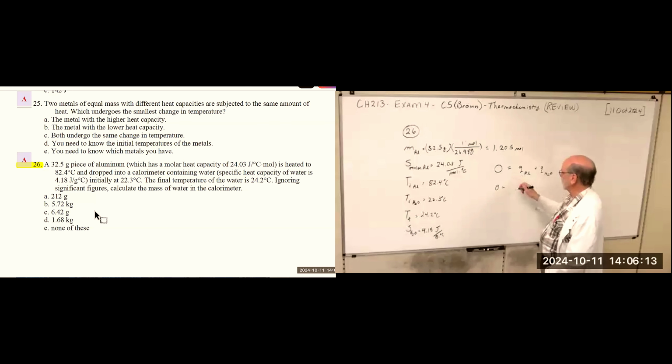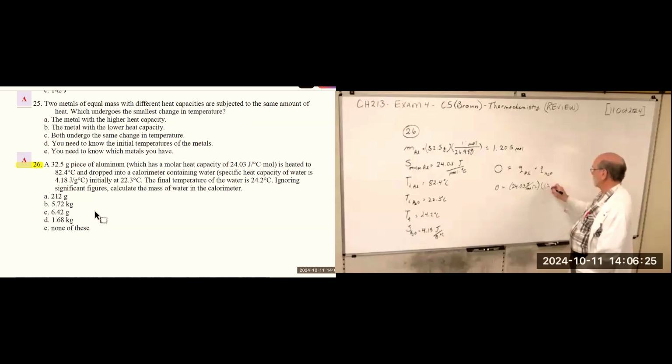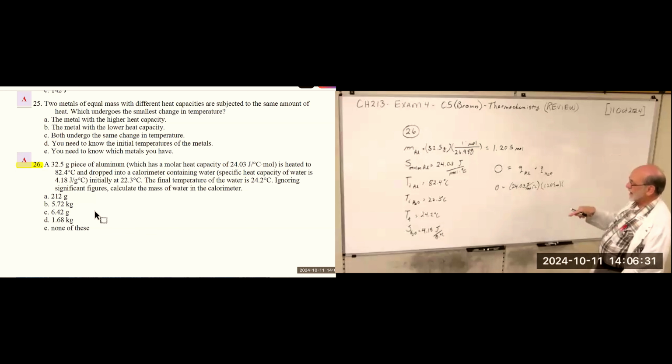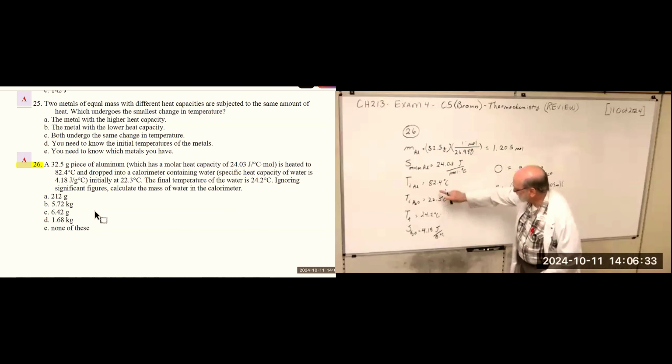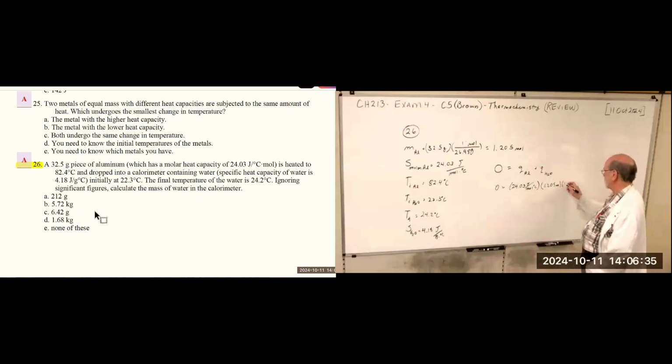Now, what's the Q for aluminum? Well, the specific heat for aluminum is 24.03 joules per mole degree C, and moles of aluminum is 1.205. And then delta T for aluminum, final minus initial, 24.2 minus 82.4.